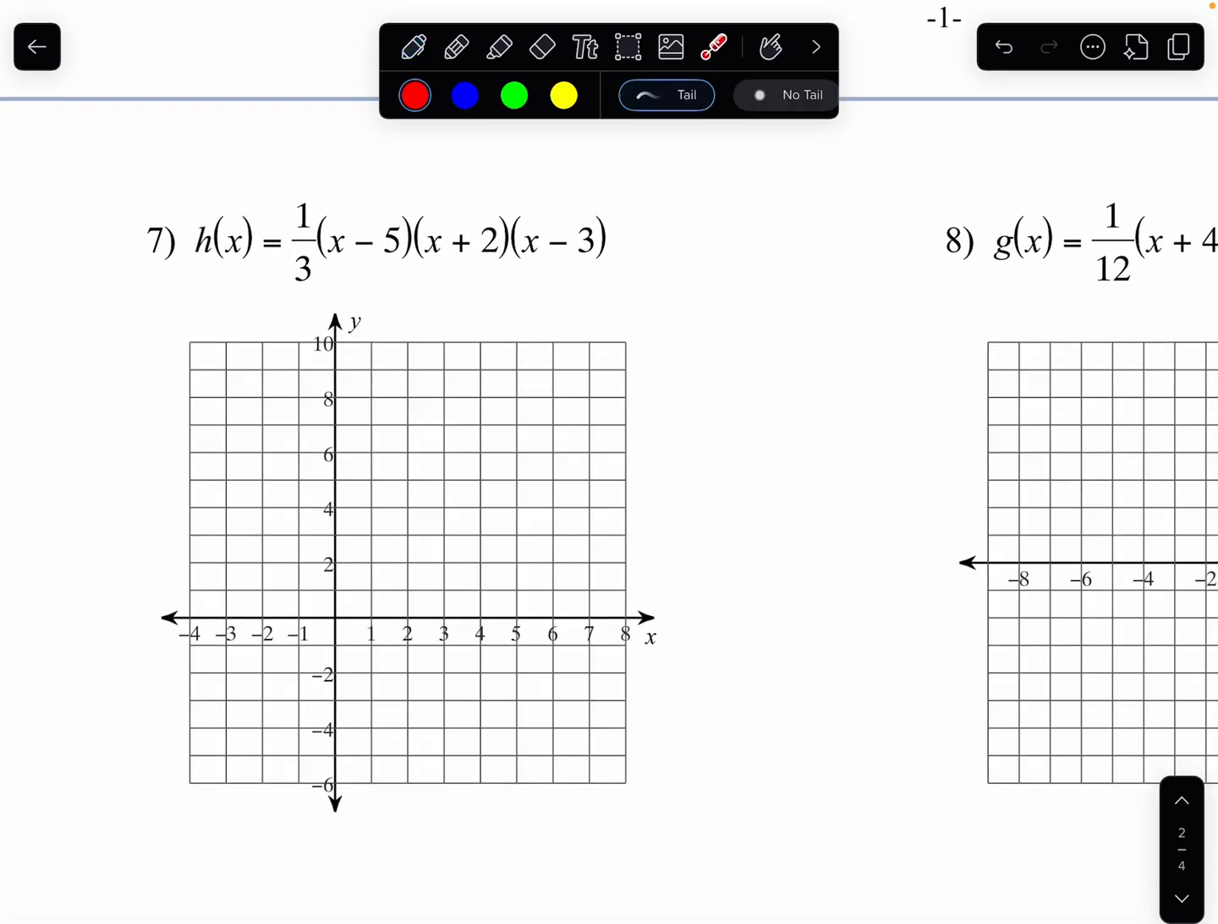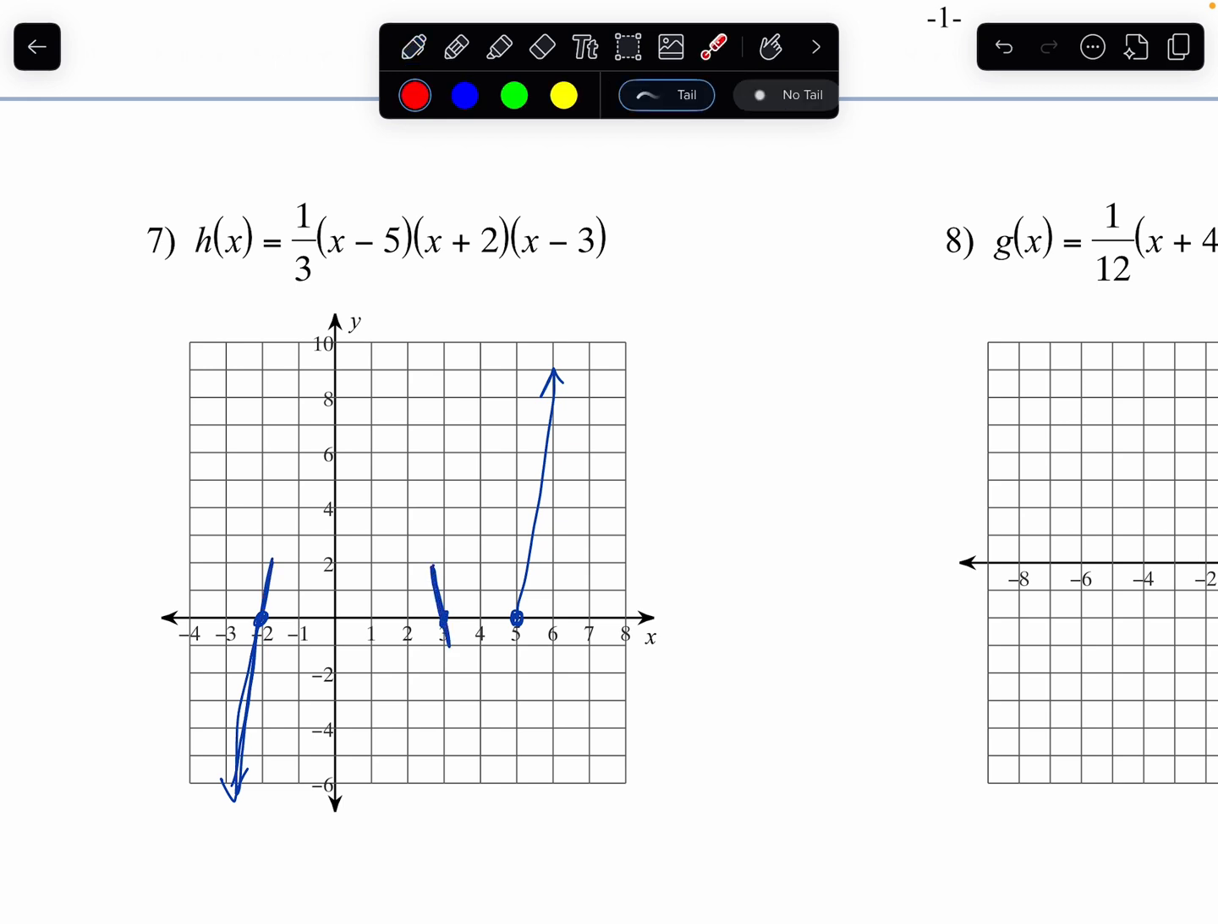Let's do this one here. So we're going to have zeros at 5, at -2, and at +3. It's a third degree polynomial. The leading coefficient is positive, so I know it's going to have to come up right here. No touching the x-axis, so it's just going to have to go up like that. So it's going to have to cross here, and it's going to have to cross there.